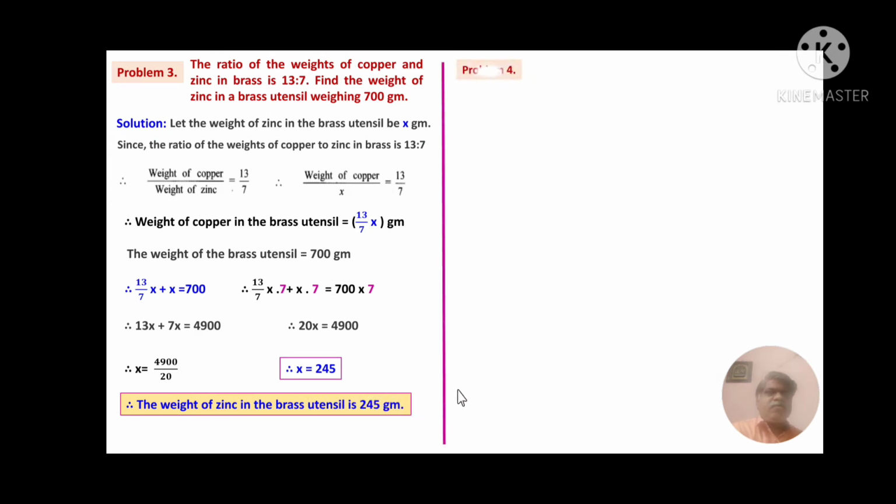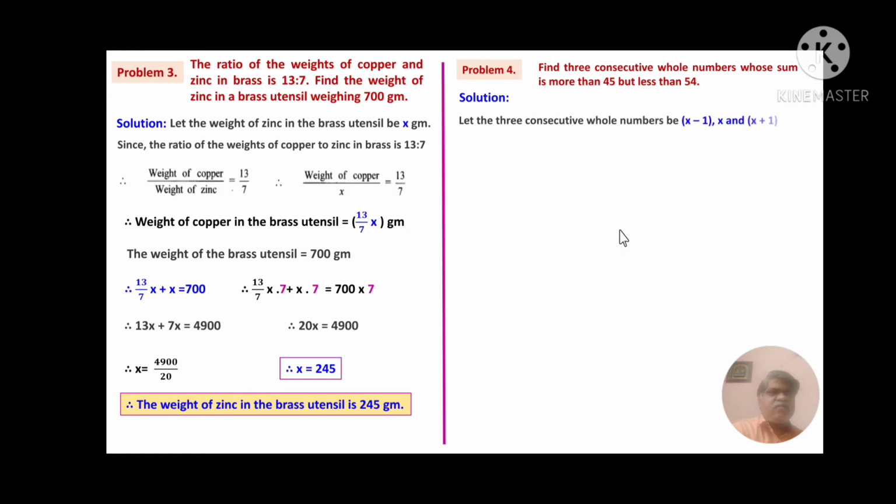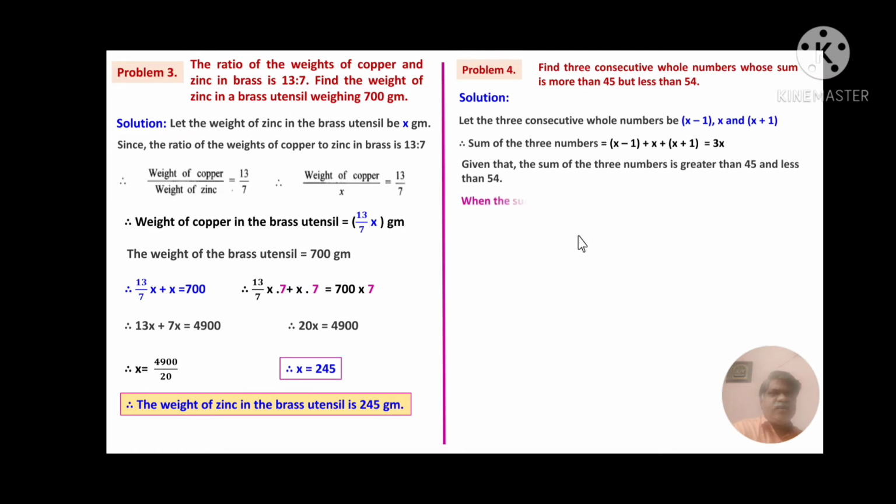Now, let us see the fourth problem. It is given: find the three consecutive whole numbers whose sum is more than 45 but less than 54. So, friends, let the three consecutive whole numbers be x minus 1, x and x plus 1. The sum of the three numbers, x minus 1 plus x plus x plus 1, will be equal to 3x. Given that the sum of the three numbers is greater than 45 and less than 54.